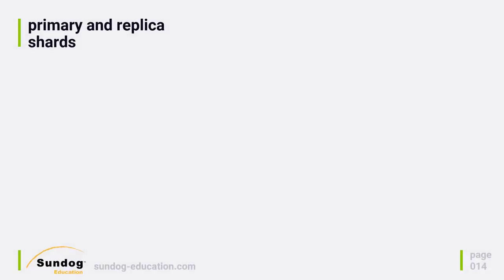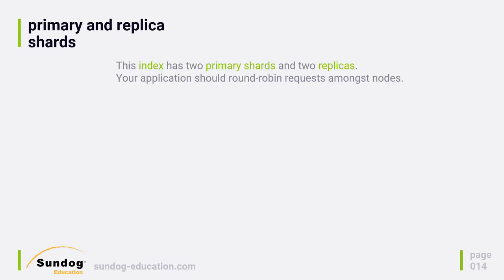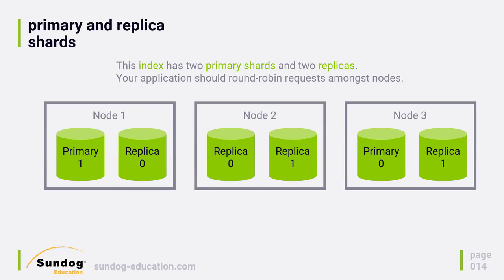Let's talk about the concept of primary and replica shards. This is how Elasticsearch maintains resiliency to failure. One of the big problems that you have when you have a cluster of computers is that those computers can fail sometimes. You need to deal with that. So let's look at this example. We have an index that has 2 primary shards and 2 replicas.